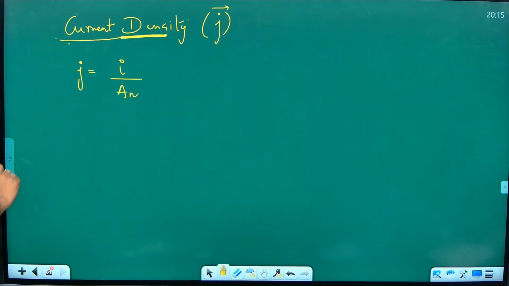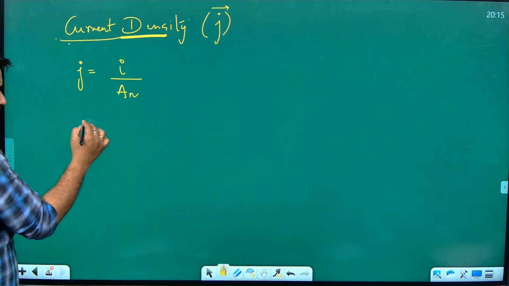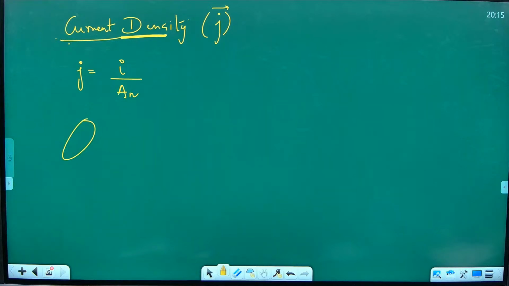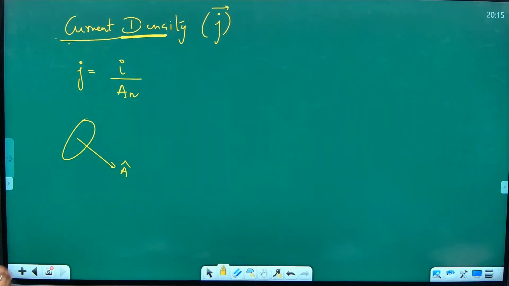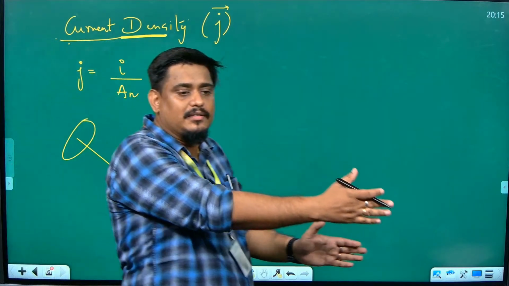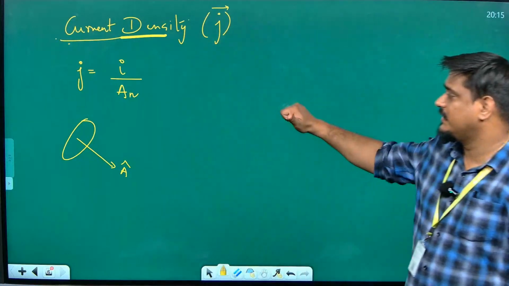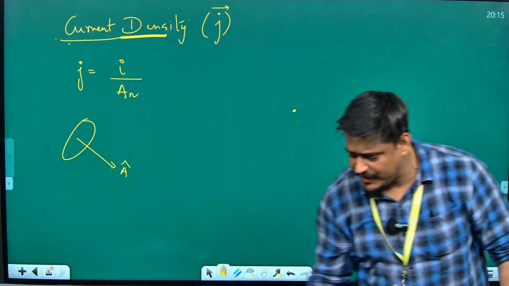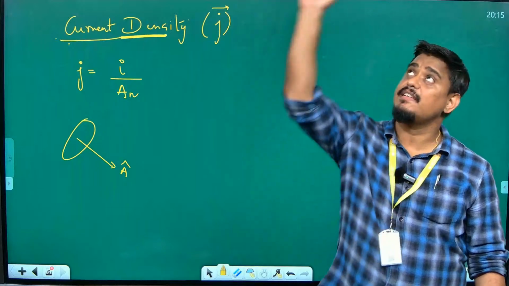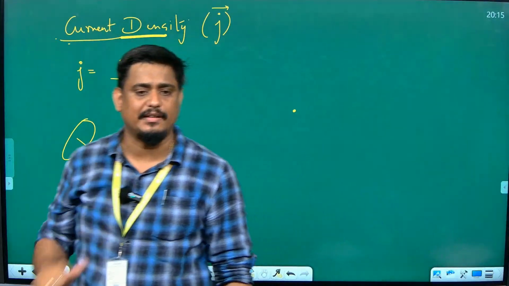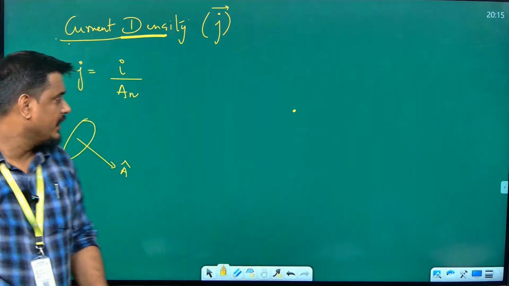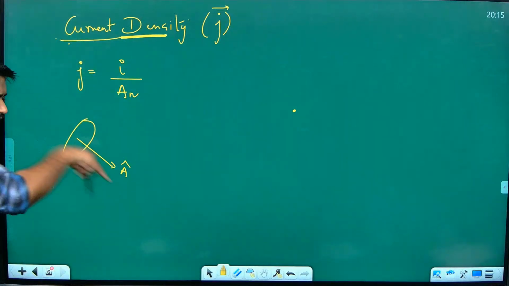Please pay attention. Suppose you have a surface like this. This will be the area vector of it. You know what is the meaning of area vector? Perpendicular drawn on an area. If this is the area, this is the area vector. If that is the area, this is the area vector. So what area you are taking, accordingly you will get the area vector. Okay? So this is the surface, this is the area vector.